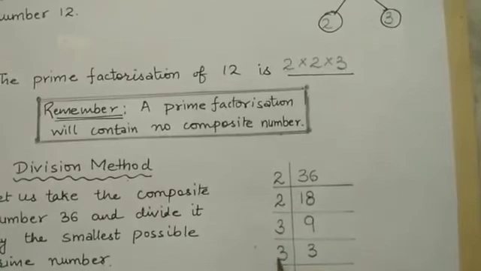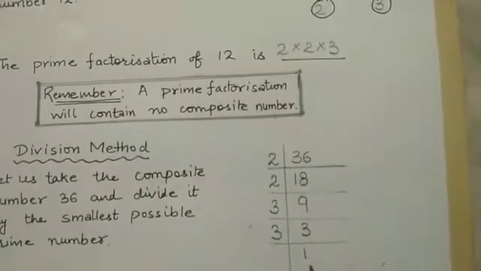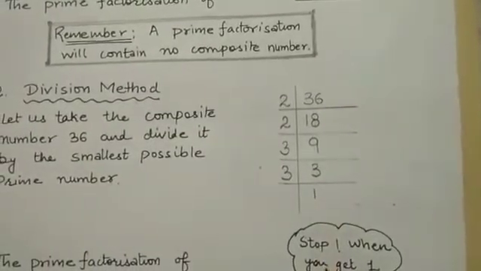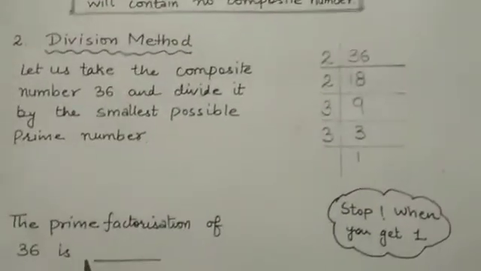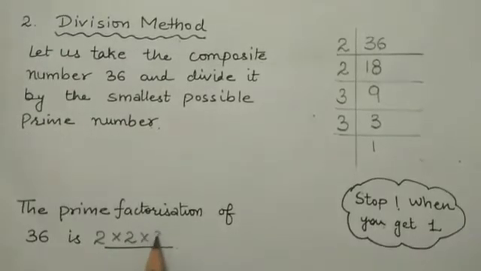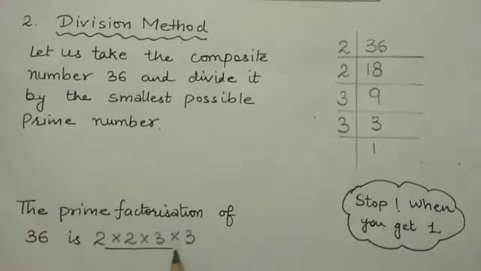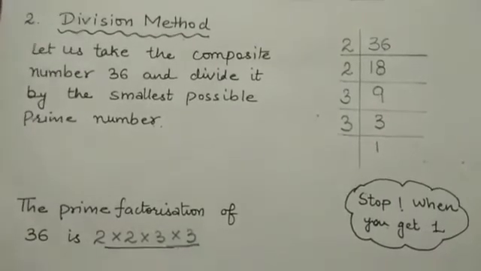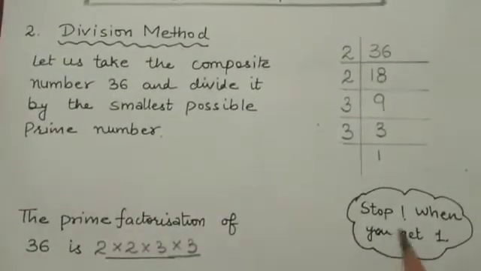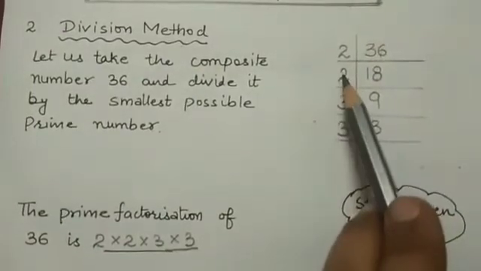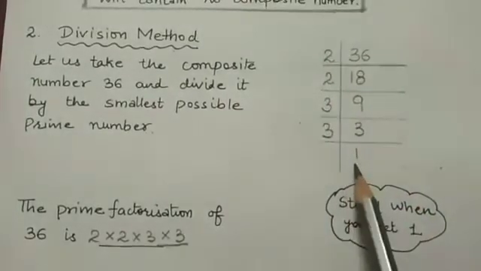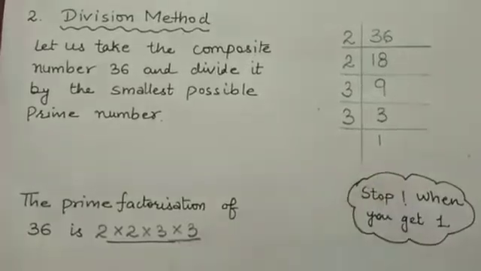3 is again divisible by 3. We will keep on dividing till we get 1. As we get 1, stop. So the prime factorization of 36 is 2 into 2 into 3 into 3. Clear to everyone? We always start dividing by the smallest possible prime number and keep on doing the same till we get 1. Hope the method is clear to all of you.